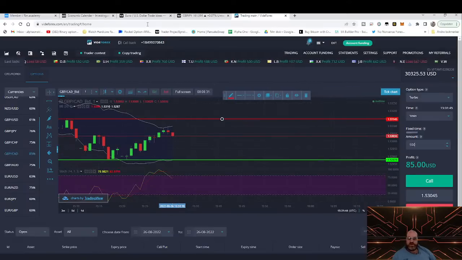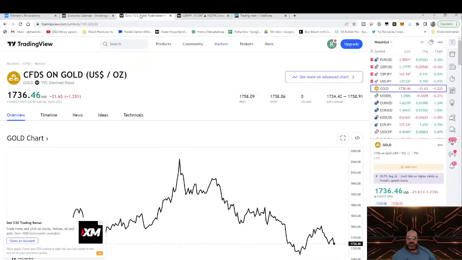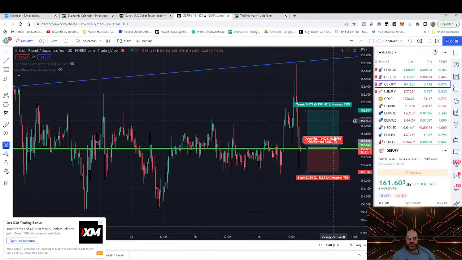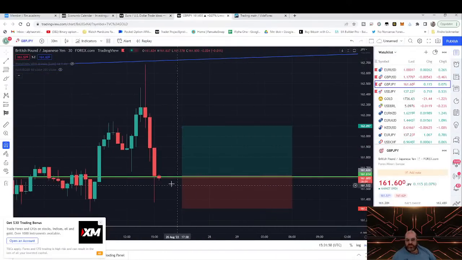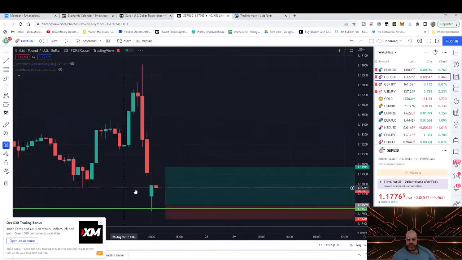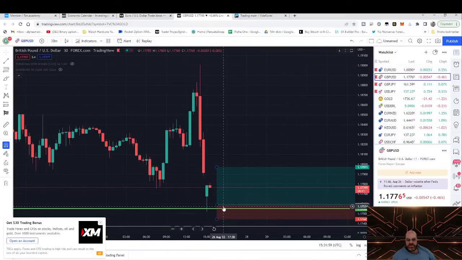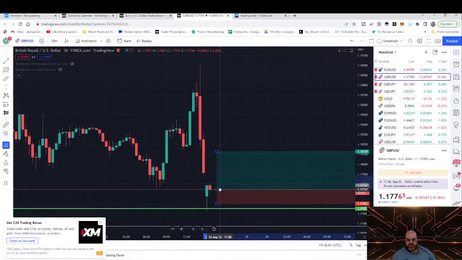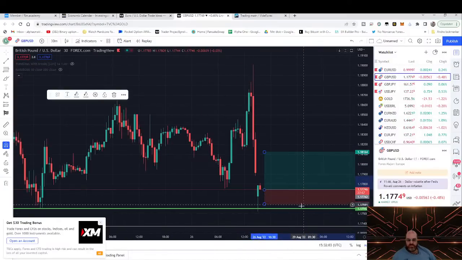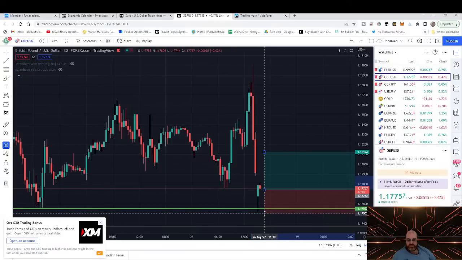Now we can go back to Forex because we maybe have a trade. So let's take a look. We can't take a trade on GBP JPY because we crossed below. Let's see here now how this looks, if I want to take it or not.